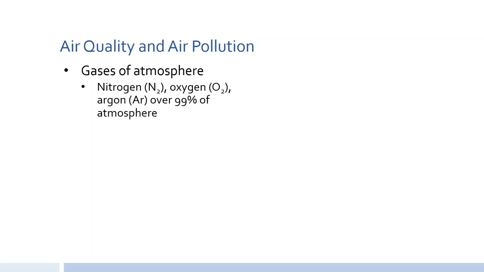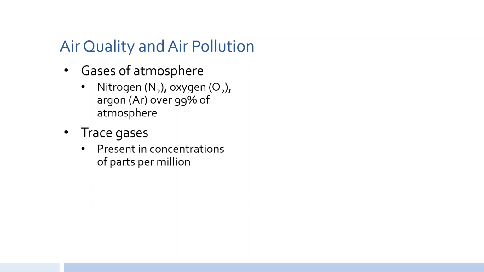Oxygen is smaller. But then after that, we have trace gases, which are much smaller gases. We talk about them being present in parts per million. And some of them are stable, meaning that they're pretty much in the same concentrations everywhere, like helium is quite stable from place to place.